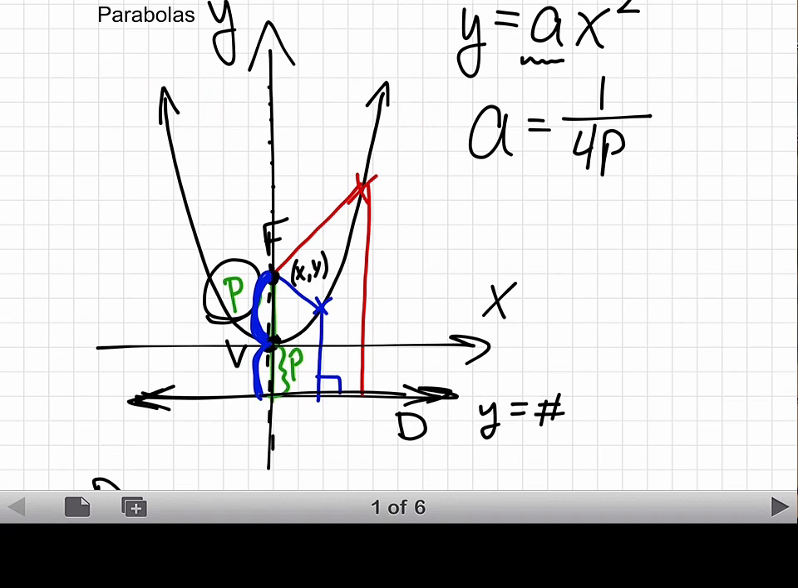But remember that we also said that the distance between any point on the parabola and the focus is going to be the same as the distance from that point to the directrix. So if we consider the line that goes through the focus and is parallel to the directrix there, the perpendicular distance between the point on the parabola and the point on the directrix is going to be P and P. So this distance here is 2P.